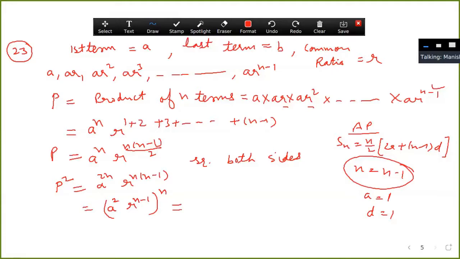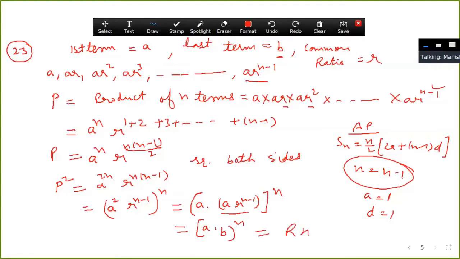And what is the way to write next further? That is a into a r to the power n minus 1. You can write it like this. You can split this a square into 2 parts. And this is a as it is. And what is this? This is the last term. As you know, this last term is given, it is b. So you can write it as b whole power n. So this is the right hand side and the left hand side, both are equal.